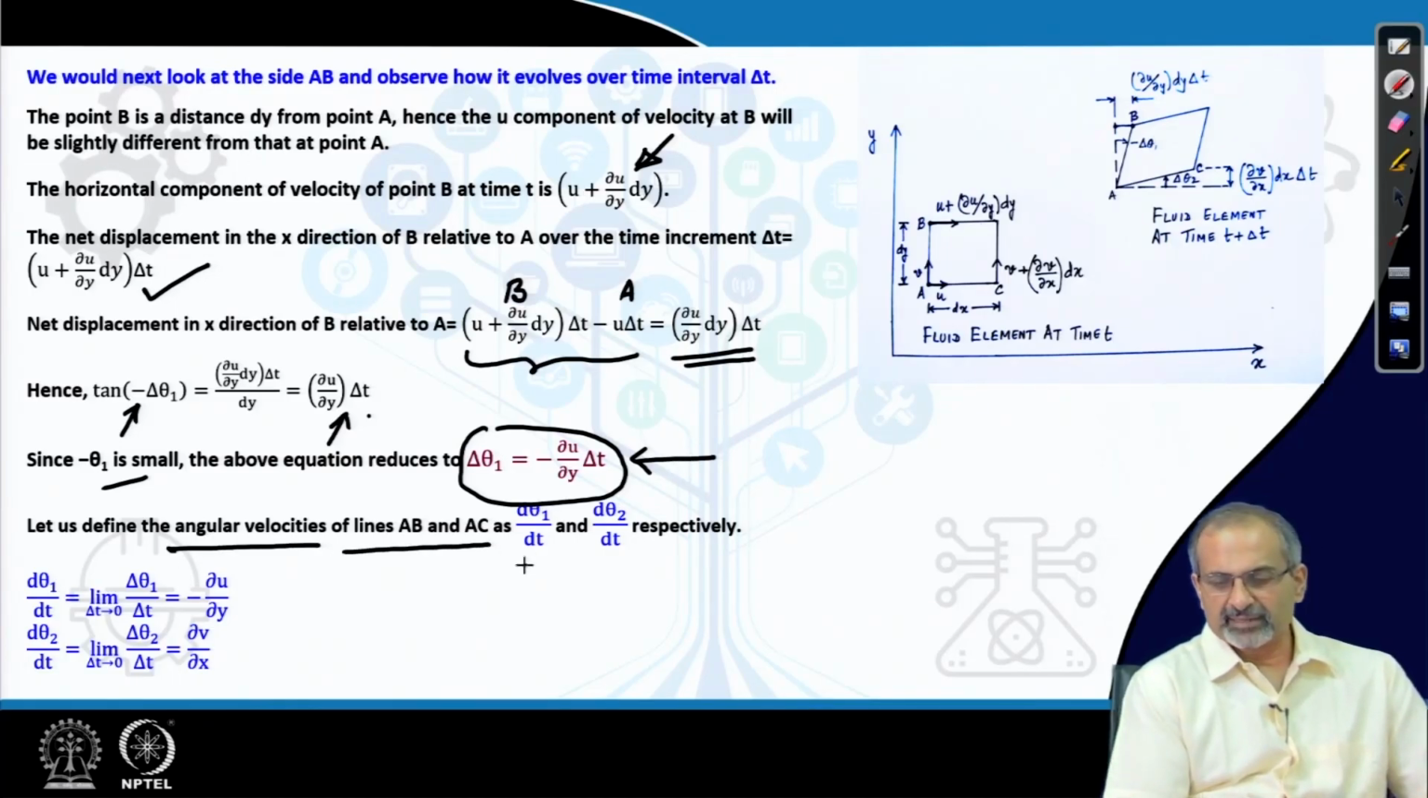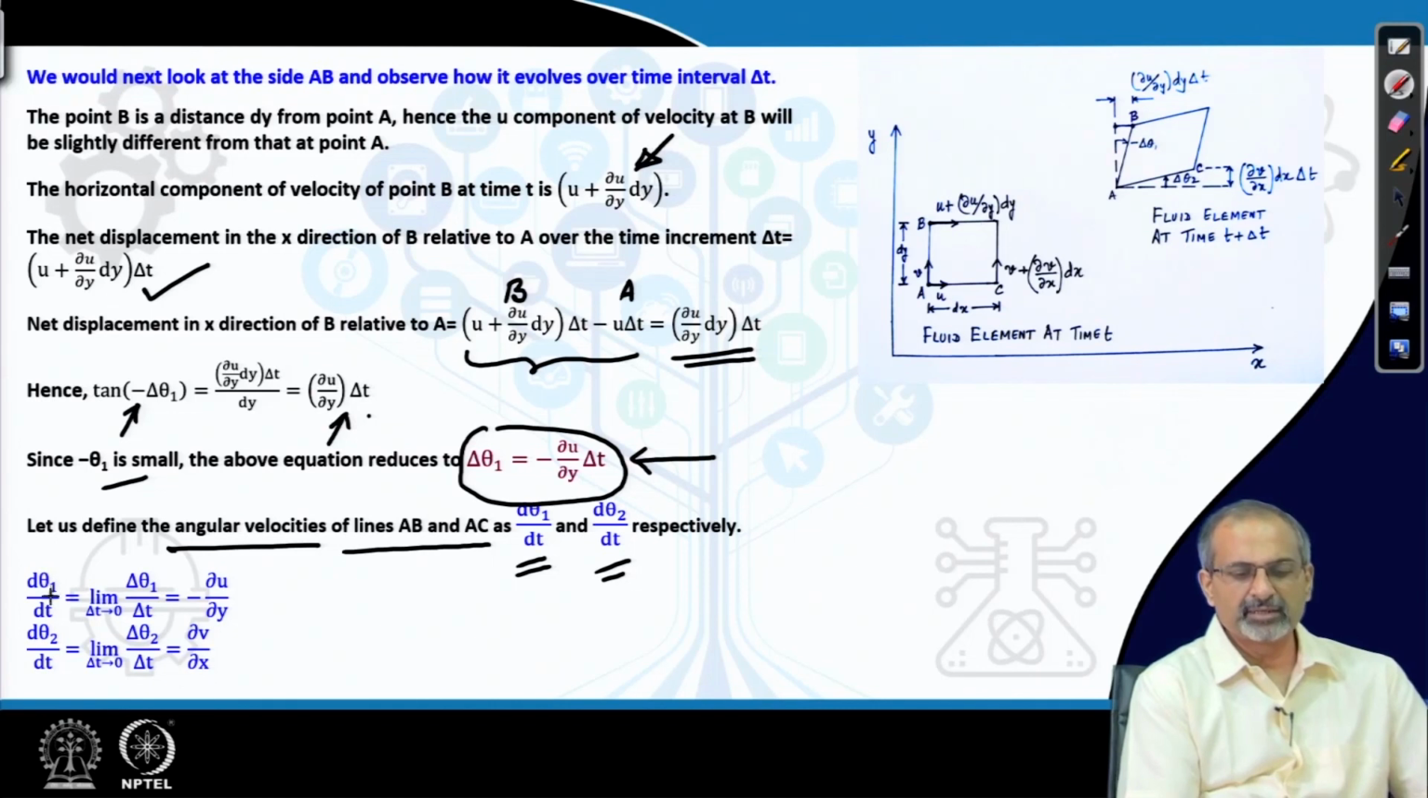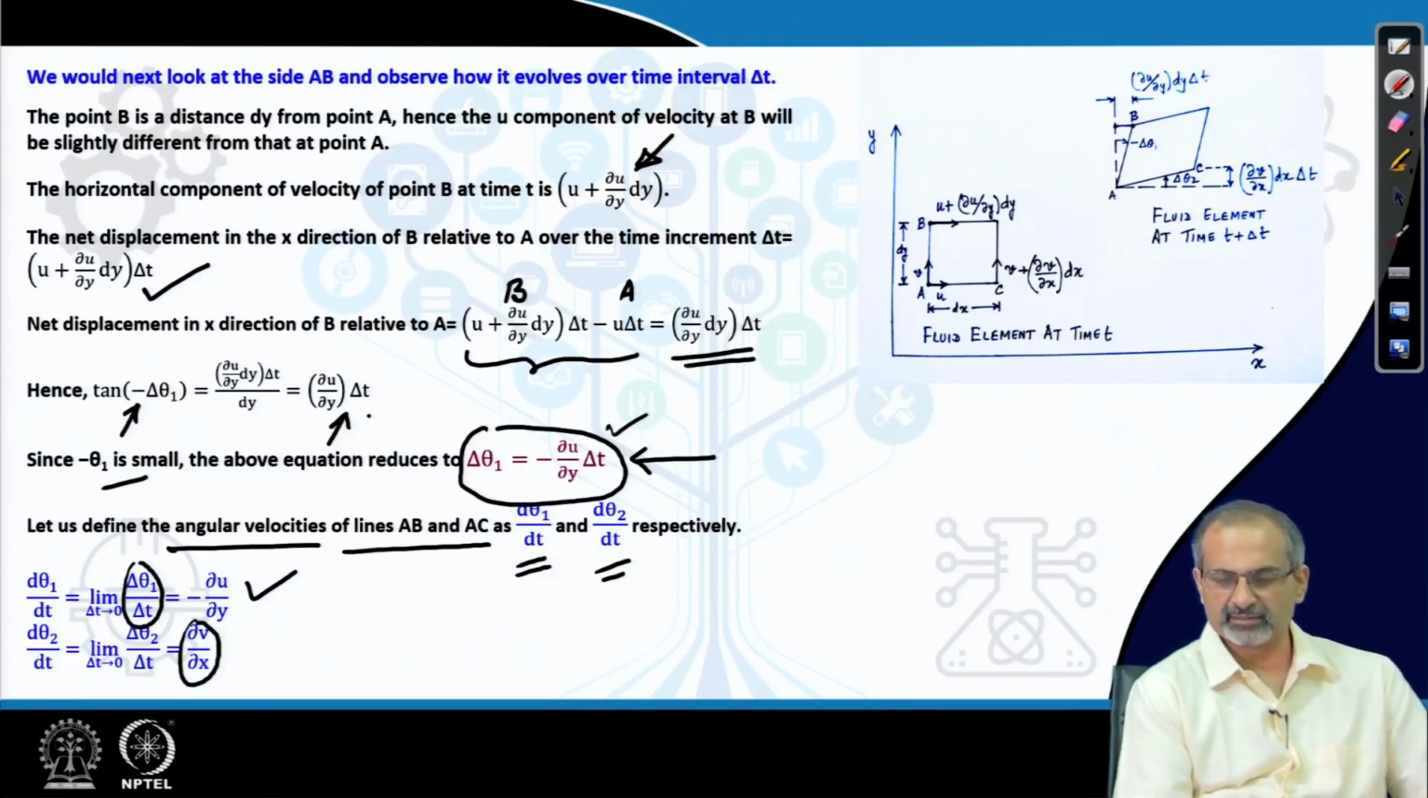and let us define the angular velocities of these lines as the time rate of change of these angles theta 1 and theta 2. So, what we are going to do is d theta 1 dt is limit delta t tends to 0, the ratio of delta theta 1 by delta t, which gives us minus del u del y. Again, d theta 2 by dt is limit delta t tends to 0, delta theta 2 by delta t, which gives us dv dx from these equations.